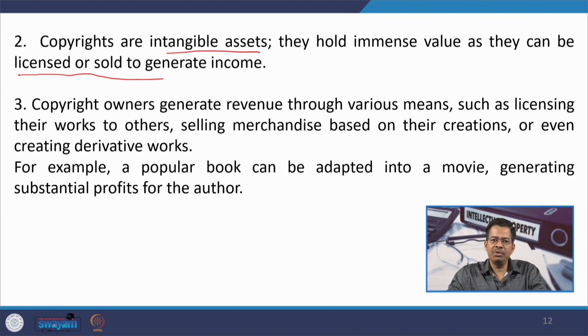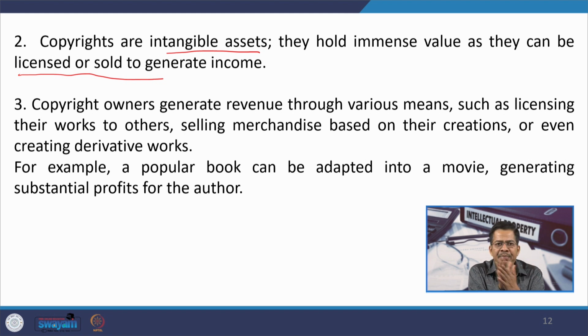Which model do you want? A third model can also be there, that you publish the book first and then you give all the copies of the book to a publisher. Now you sell it and you will earn, let us say, 30% of the profit of the sale and the remaining will come to me. This is also a possible point. So, the point is that copyright is a very direct source of revenue and income, and therefore it has immense value.